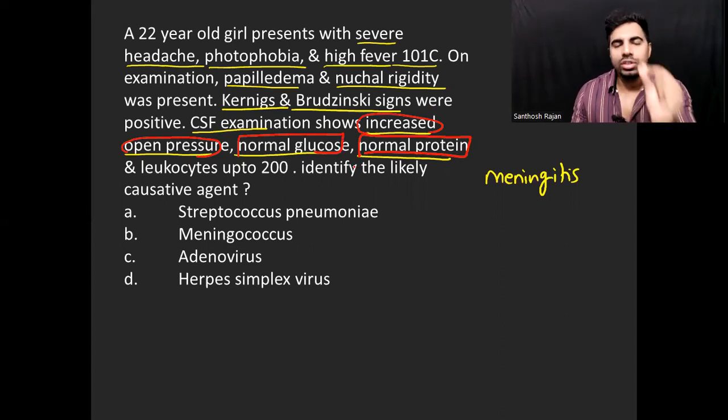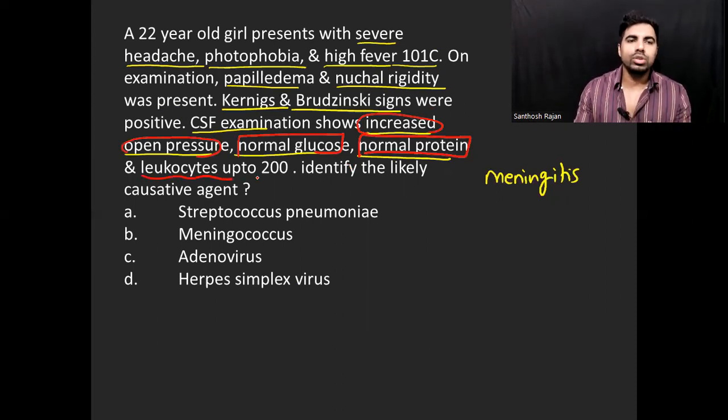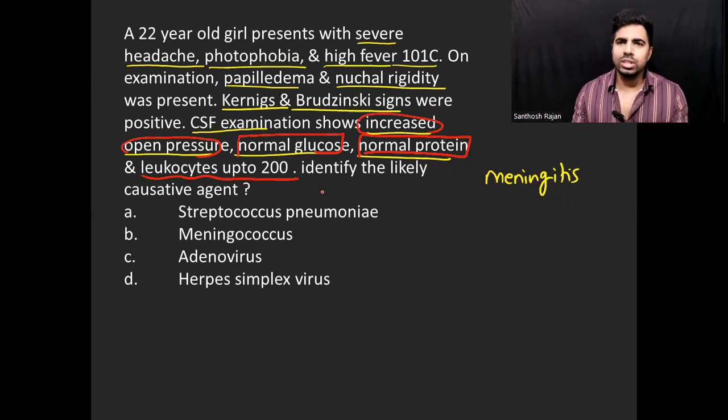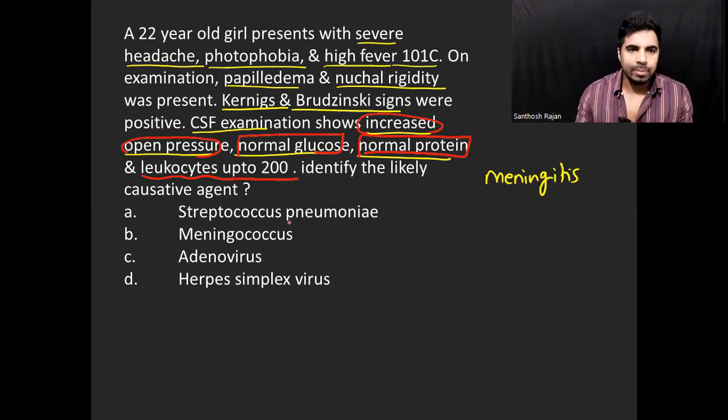Again, a virus is the smallest, it doesn't need that much glucose, and there is not so much inflammation. So protein will be not so high, it will also be normal. In bacteria, glucose and protein are both affected. A virus doesn't eat glucose, so glucose will be normal only. Okay. And leukocytes were up to 200. That doesn't matter, leukocytes increase in everything. Important is normal glucose. So this is going towards your virus.